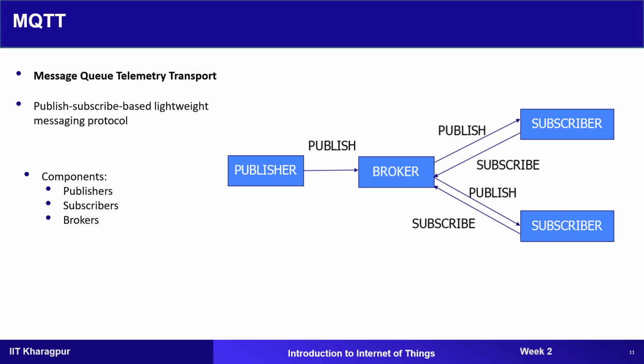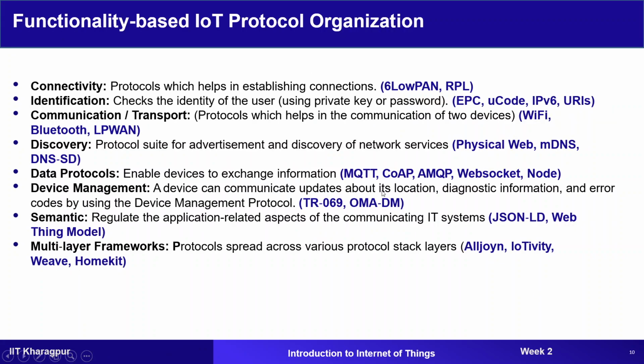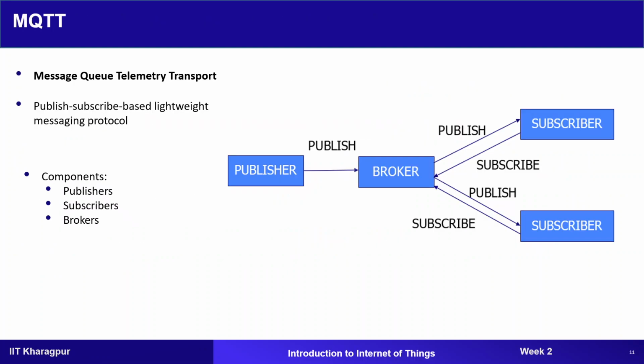Now, as we are not able to discuss all these protocols in detail, we will discuss some important protocols which are used in IoT. So first of all, we will discuss MQTT. MQTT stands for message queue telemetry transport. This is a data protocol. Basically it will decide how your data will flow between your different IoT devices.